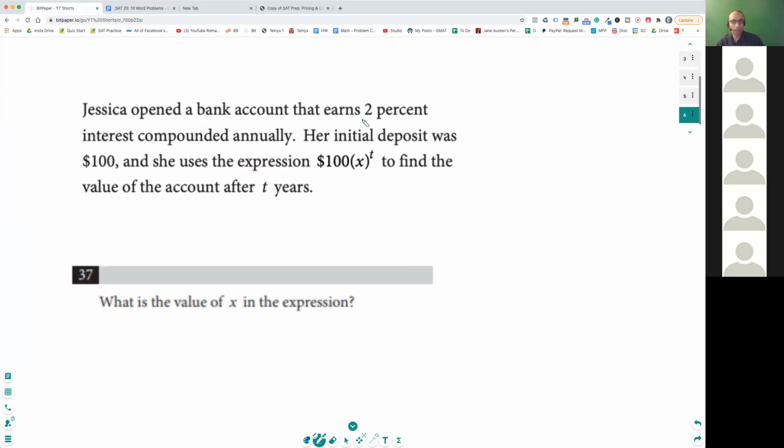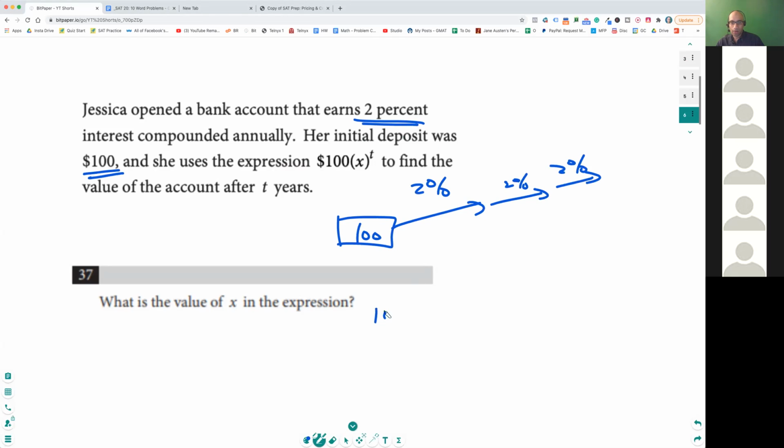She opens a bank account that earns 2% interest compounded annually. Her initial deposit was $100. So that's your initial deposit, 100, like we said. And then it's going up by 2% every time. So this is 2%, 2%, 2%. So you're going to have 100 times 1.02 times 1.02, etc. Or you can raise it to the number of years, and this is t years. So that's your formula right over here.